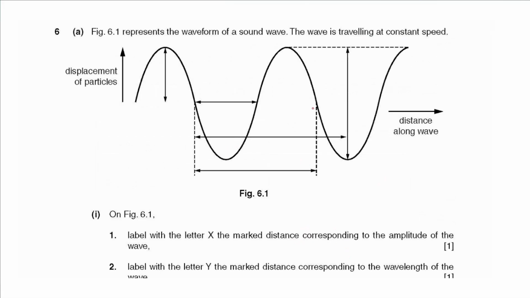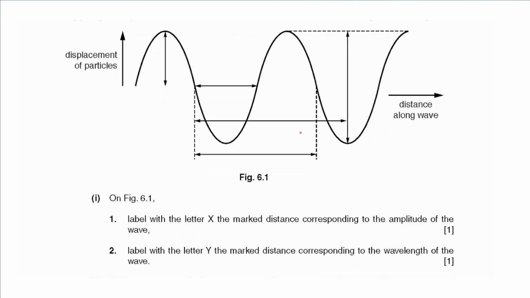Question 6a says figure 6.1 represents the waveform of a sound wave. The wave is traveling at constant speed. Part I says on figure 6.1 label with the letter X the marked distance corresponding to the amplitude of the wave. That would be from the central line or the undisturbed position to a crest or a trough. So this is the amplitude X.